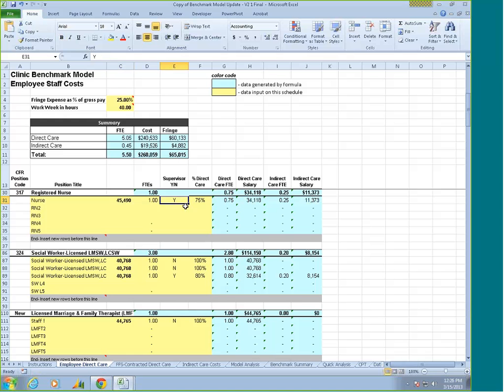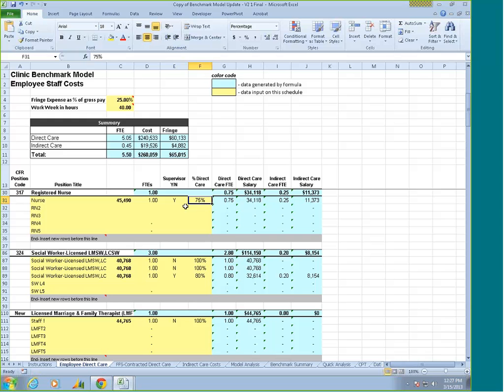If you forget to put yes in there or you don't put anything in there, it's not going to make a difference, but it's just a check. If you have a yes as an indicator here, then you should see something less than 100% in the next field: percentage of direct care. For those staff that have a Y indicator, you have to input the percentage of their time that they are expected to provide direct care services.